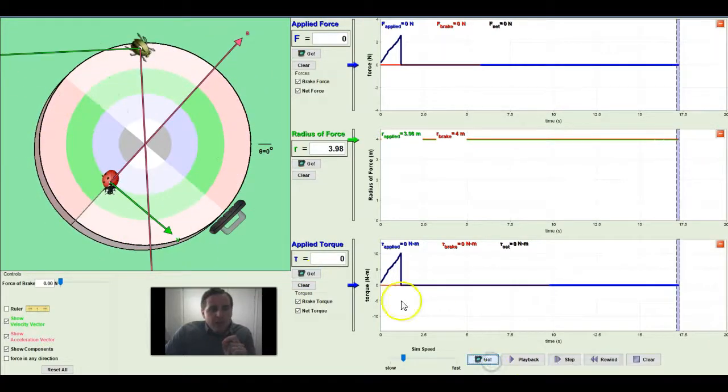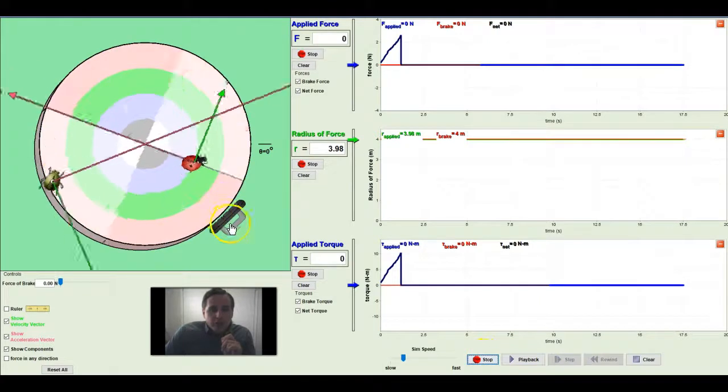Again, these bugs are in uniform circular motion with the tangential velocity of the beetle twice as much as that of the ladybug. The centripetal accelerations are also quite a bit larger now since the angular velocity is larger. Now let's apply an even larger force than the first experiment to give a negative torque. So let's go and let's watch.